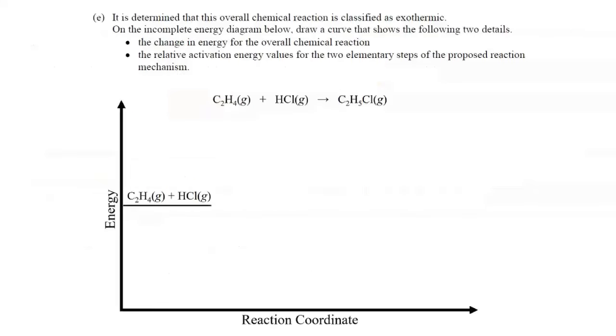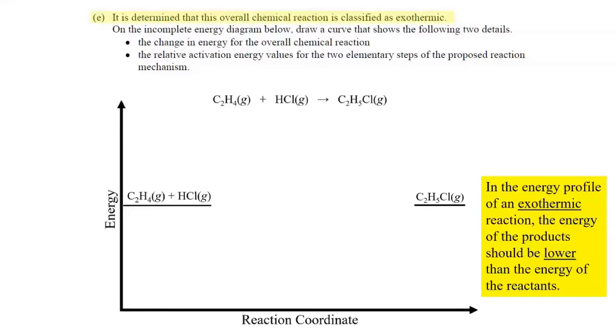All right, the next part of this question involves an energy diagram. It is determined that the overall chemical reaction is classified as exothermic. So where should the products be relative to the reactants in terms of energy? Well, if it were endothermic, then the energy of the products would be higher than that of the reactants. But because this is exothermic, the energy of the products should be lower than the energy of the reactants.